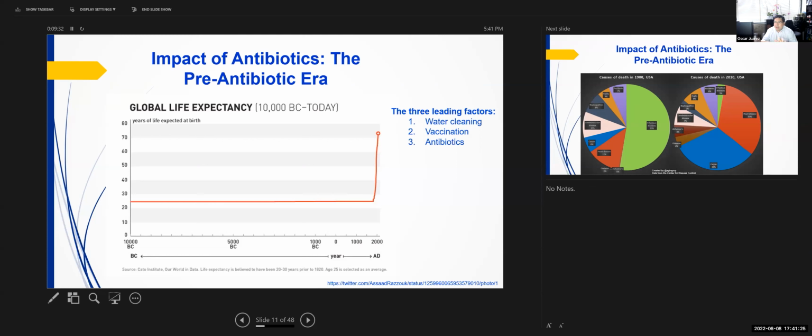As soon as three factors were introduced into the equation, water cleaning, vaccination, and antibiotics, and after antibiotics in particular, what we did as a species is extend our life expectancy. And I think that today the life expectancy of Americans is around 85 years old. And I think that 85 years old is probably a good time to say goodbye, at least to me. But when we extended our life expectancy, we tripled our life expectancy, due in part to antibiotics.